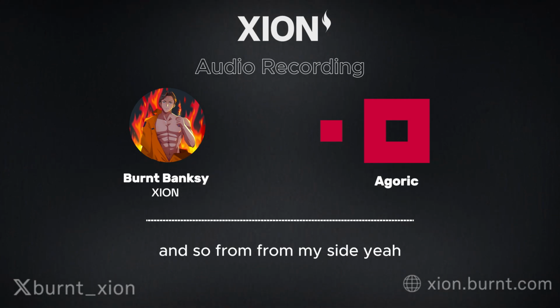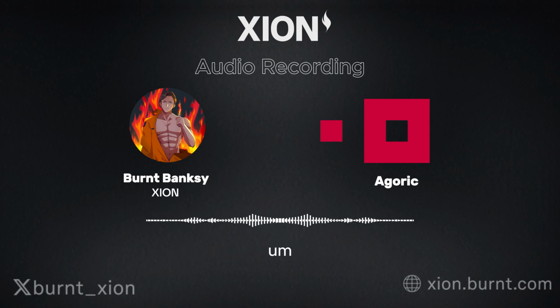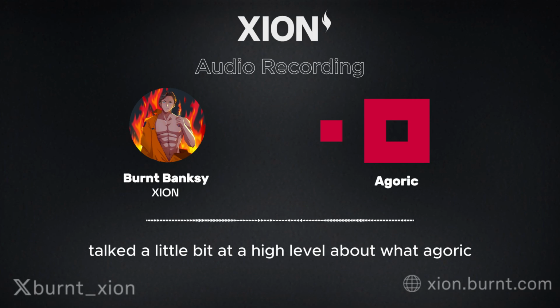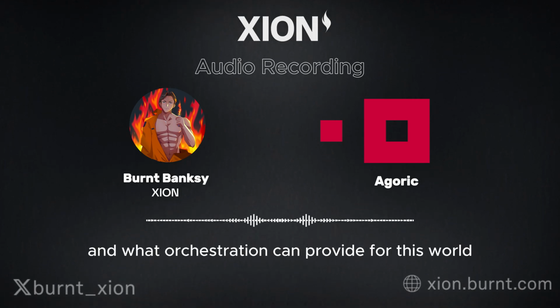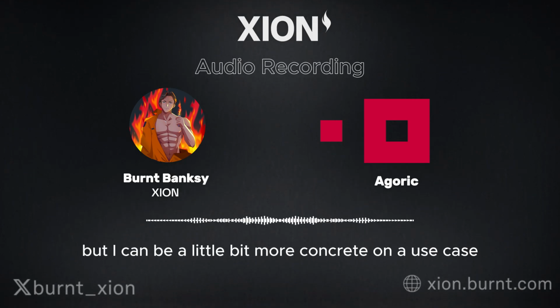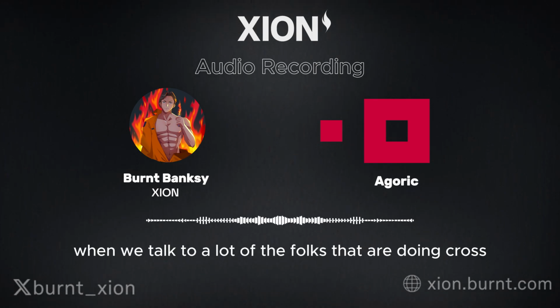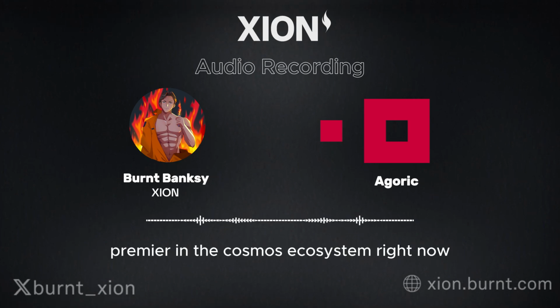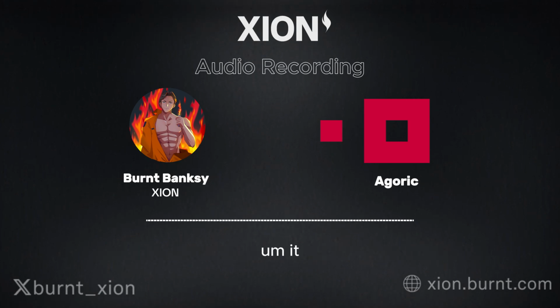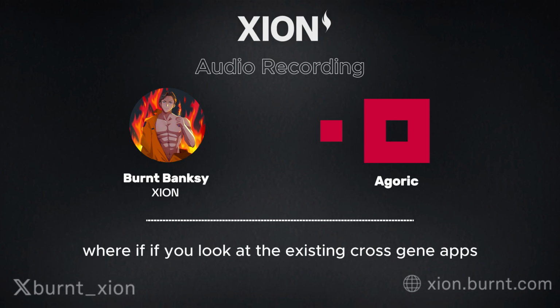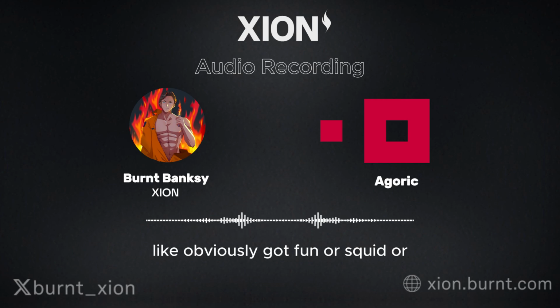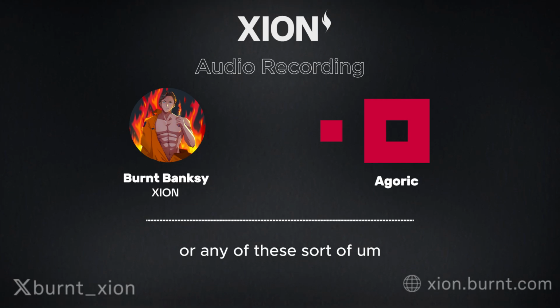So, okay, Ant-Man, you asked me about Agoric. From my side, I talked a little bit at a high level about what Agoric contracts do and what orchestration can provide for this world, but I can be more concrete on a use case. This is something we see when we talk to a lot of folks doing cross-chain stuff, primarily in the Cosmos ecosystem right now, where if you look at the existing cross-chain apps like IBC.fun or Squid or any of these cutting edge apps, they're only swaps, but yeah, that's fine.